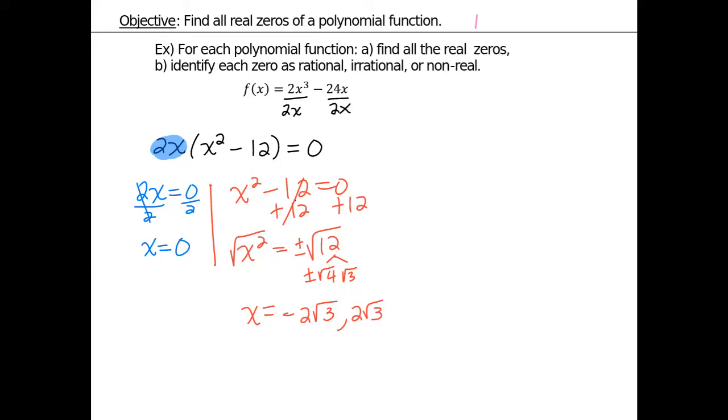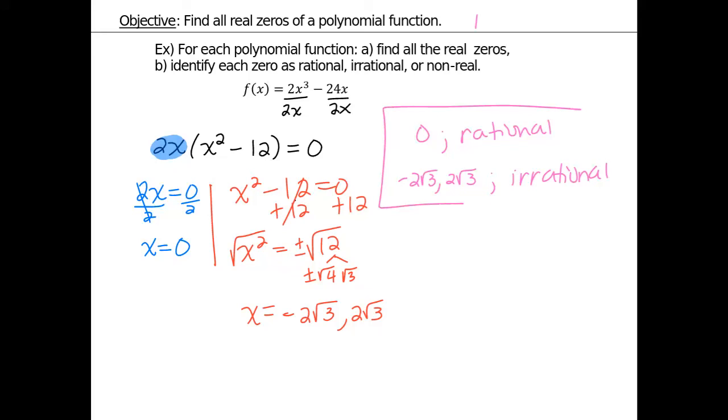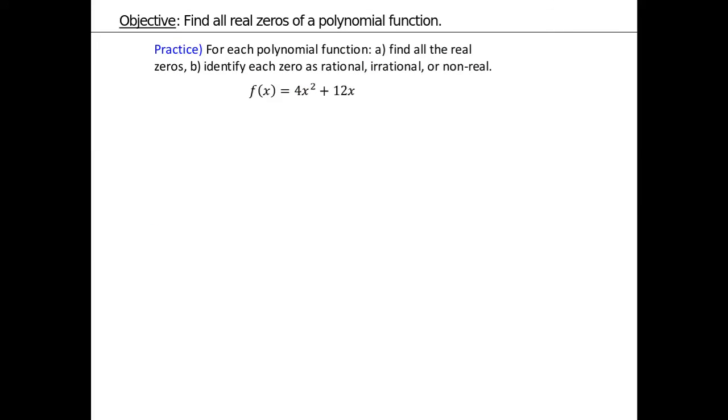And then all I need to do is to classify. So I have 0, and there's no square root, so that's called rational. And then I have a negative 2 root 3 and a positive 2 root 3. Both of those have square roots, so those are called irrational. All right, and you can go ahead and pause the video and try this one.